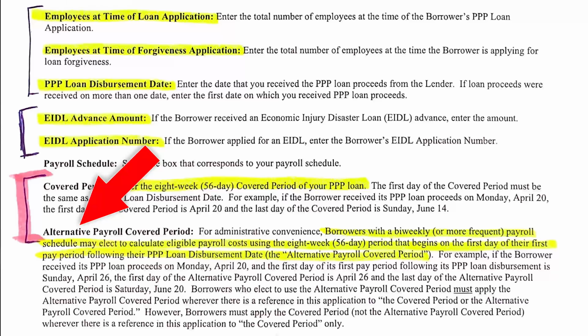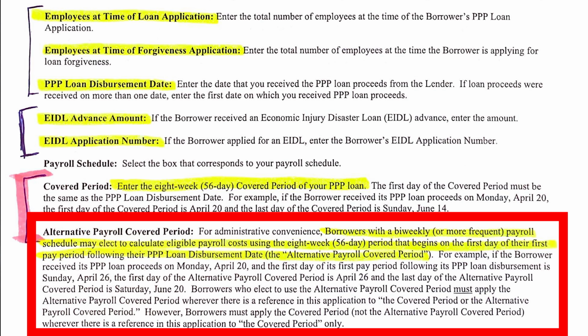And they're saying it's for administrative convenience. And what they're saying is, borrowers with a biweekly or more frequent payroll schedule may elect to calculate eligible payroll costs using the 8-week, 56-day period that begins on the day of their first pay period following their PPP loan disbursement date, which is called the alternative payroll covered period.